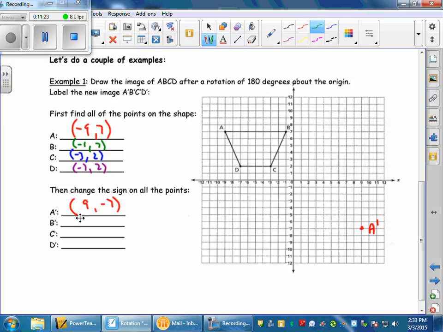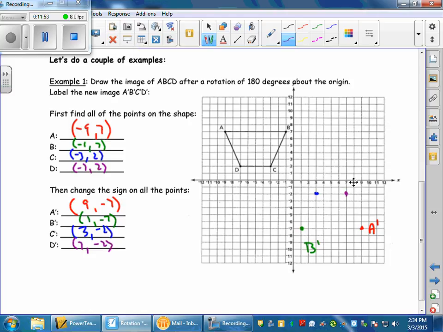B prime, instead of being negative 1, comma 7, is going to be positive 1, comma negative 7. That is B prime. C prime is going to be positive 3, comma negative 2. And D prime is going to be positive 7, comma negative 2.